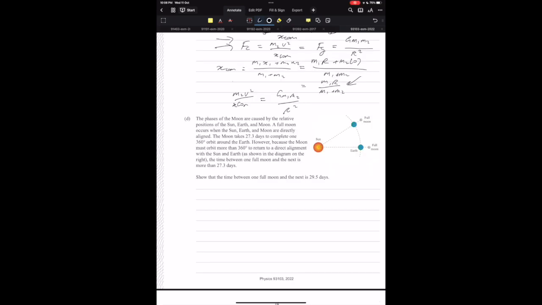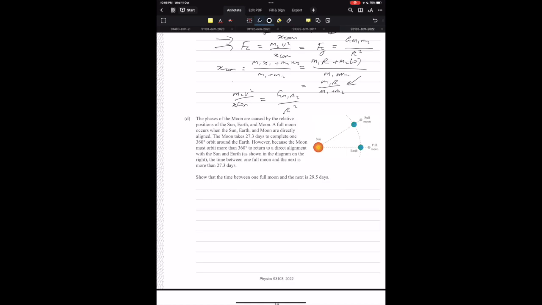So now we move on to the final part of question 4, part D. The phases of the moon are caused by the relative positions of the sun, earth, and moon. A full moon occurs when the sun, earth, and moon are directly aligned. The moon takes 27.3 days to complete one 360-degree orbit around the earth. However, because the moon must orbit more than 360 degrees to return to a direct alignment with the earth and the sun, as shown in the diagram on the right, the time between one full moon and the next is more than 27.3 days. Show that the time between one full moon and the next is 29.5 days.